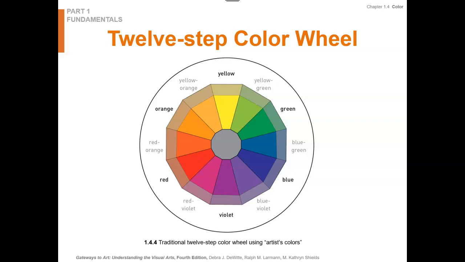So for example, if we see red here, the opposite of red is green. These two are complementary colors. When you put them next to each other, side by side, they intensify each other. When you have yellow and violet, same thing. And blue and orange. When they're opposite of each other, they're considered complementary colors.